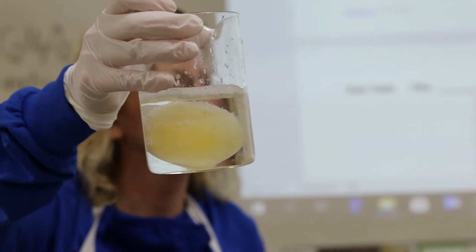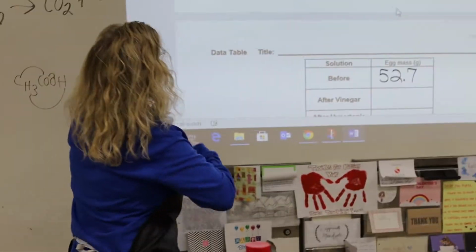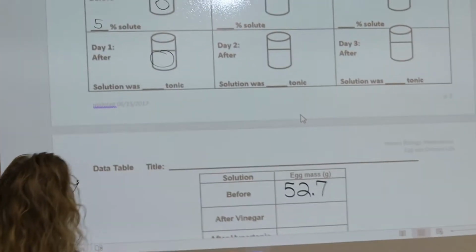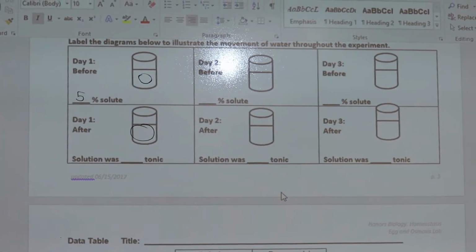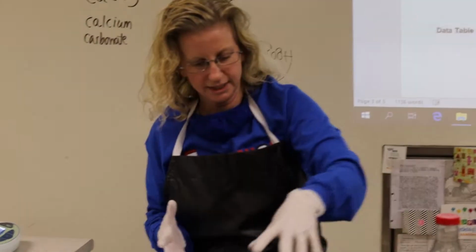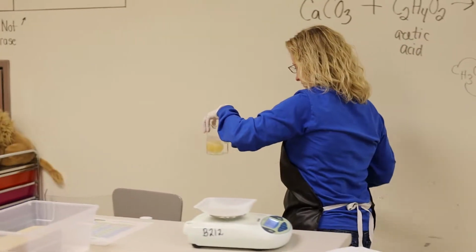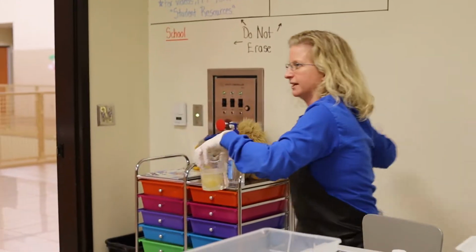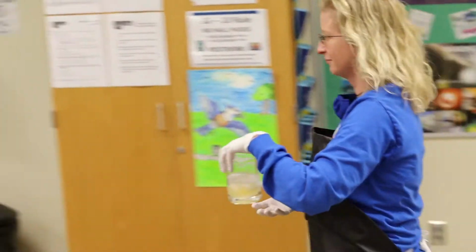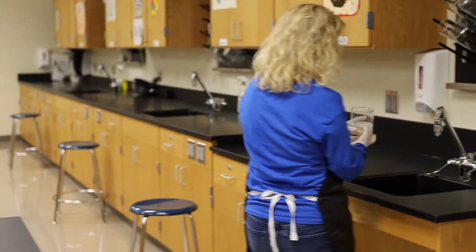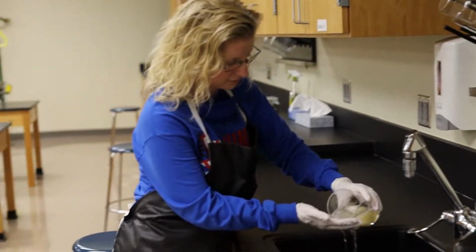Does that egg look bigger or smaller? What do y'all think? Bigger! All right, that egg is definitely bigger than we left off, so we're just going to draw a little bigger there. Now, let's actually get some quantitative data and see how much our egg weighs. Follow me, come this way. All right, let's dump this out in the sink. Be very careful, don't kill the egg.